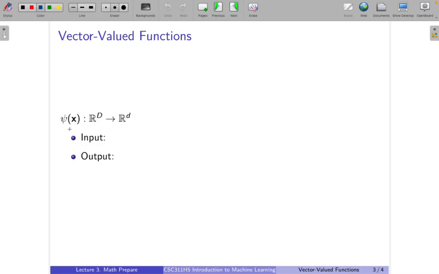So when we say that psi of x goes from our capital D to our lowercase d, what we're saying is that the input to psi, our x here, is a vector. It's a vector in R^D, and our output psi of x is also a vector, potentially of a different dimension. Let's look at something more concrete.